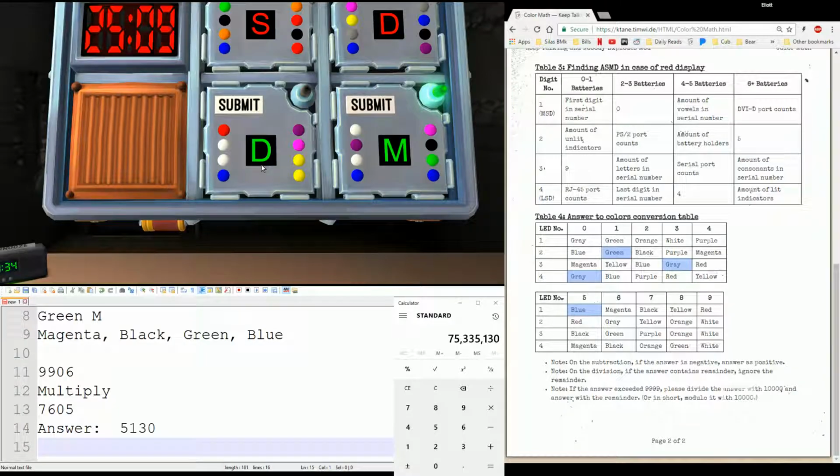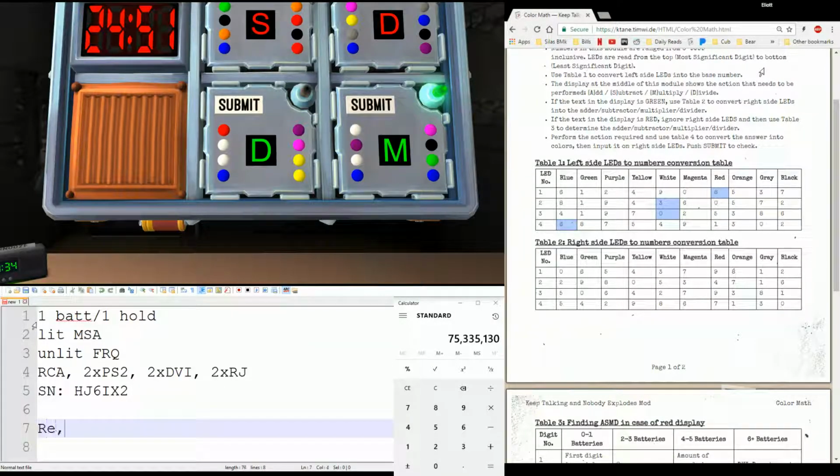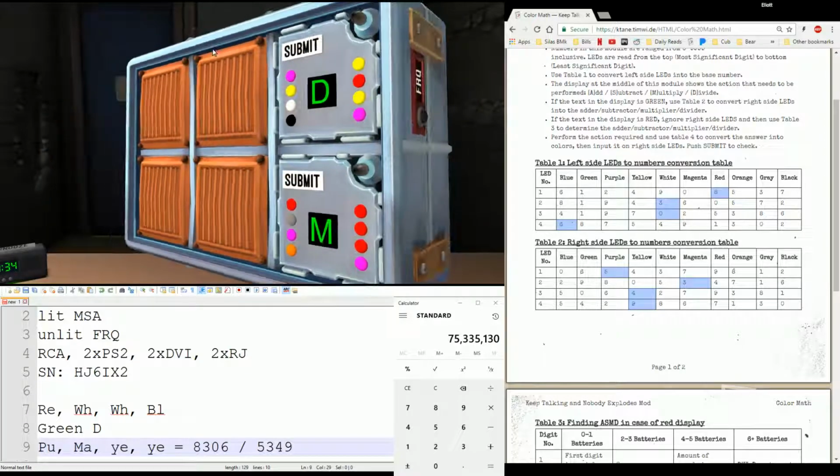One more. D. D is for division. Refresh page. We have red, white, white, blue, and let's write this down. Red, white, blue, green D, purple, magenta, yellow. So green, white, blue, purple, magenta, yellow. That's going to give me 8306, divide, because it's a D, 5349. You may also have, by the way, S is for subtract, and I don't have an A for add.